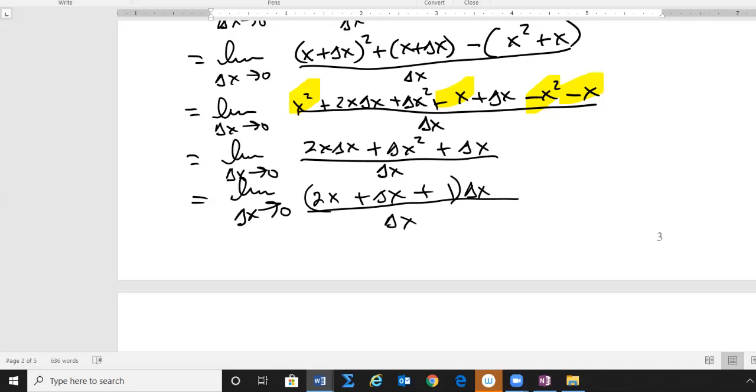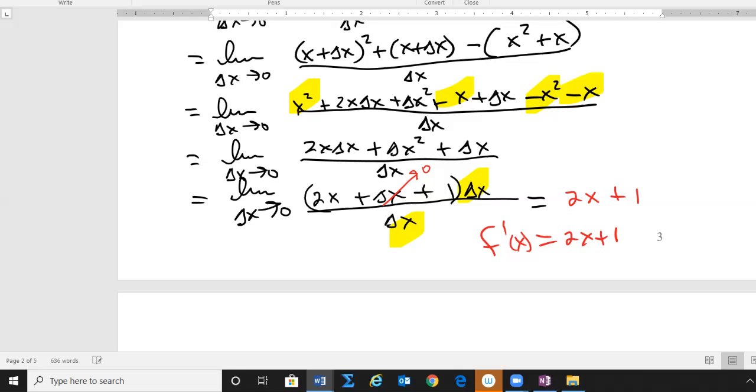Okay, so I factor out delta x, and then that cancels, divides out, and now we're ready to find our limit. Notice at this point, if this is heading to 0, it looks like the only thing left is 2x plus 1. So that's what we have. We have f prime of x equals 2x plus 1.